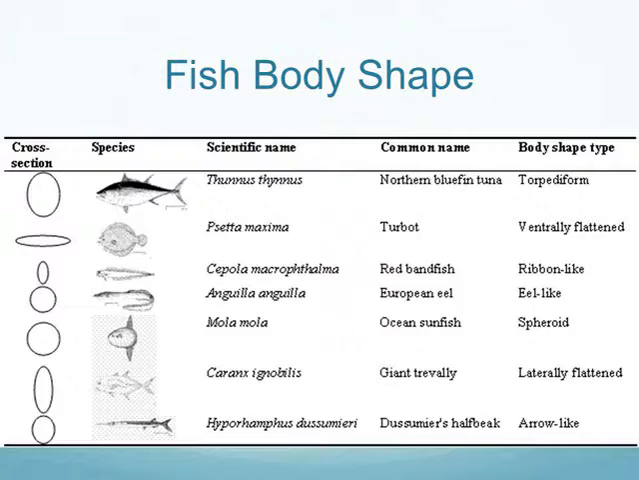You can also have ribbon-like, you can have eel-like, you can have a sphere-looking fish, so that would be your sunfish, which is just big and round. You can have laterally flattened, which is flattened to the side instead of up and down, and so those would be your trevallies. These are also very large predator fishes that live out in the open ocean. Or you could have arrow-like, which are your barracudas.